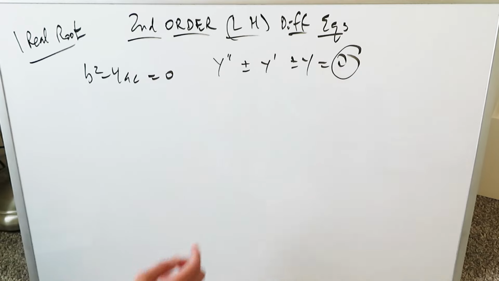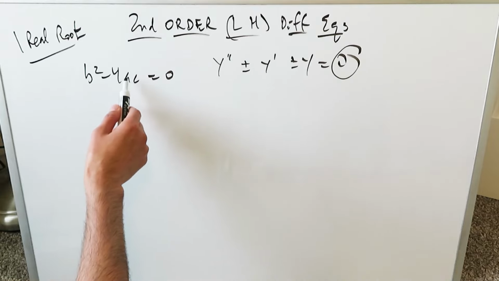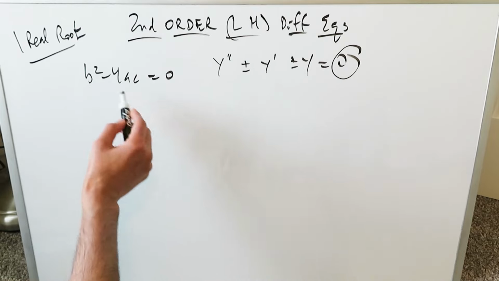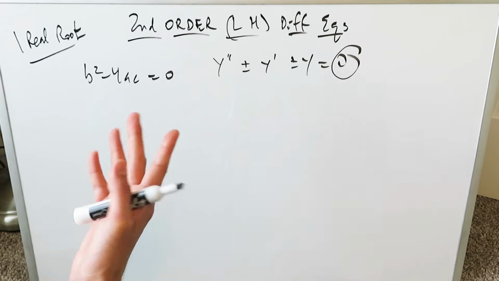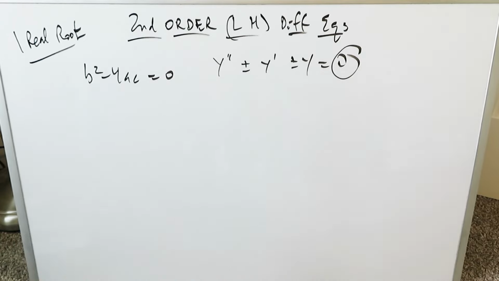zero, hence it's homogeneous. One real root: you're looking at a quadratic equation where the discriminant, b squared minus 4ac, equals 0, so you have one real solution. Technically you have two solutions, but they're identical, so it's one real solution. Hence, we're looking at that peculiarity.